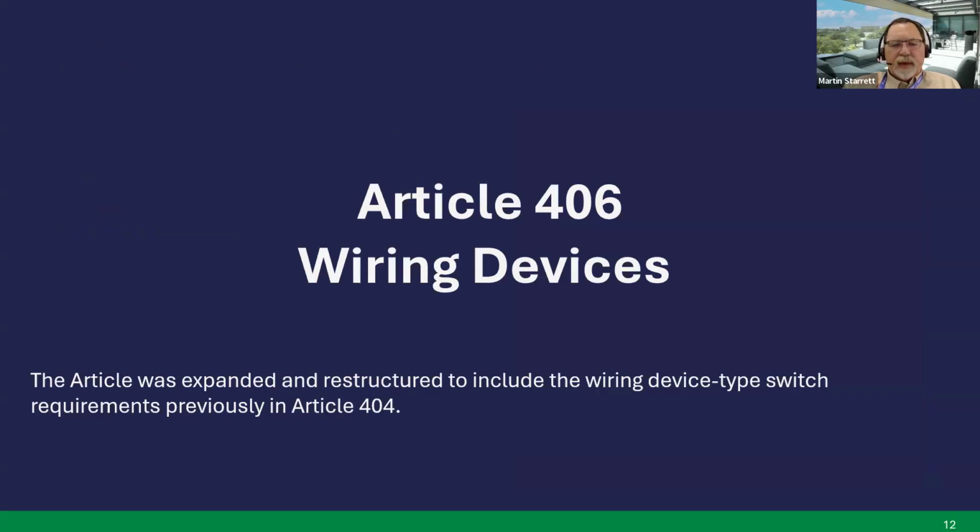Next slide. Article 406, wiring devices. Like I said, from Article 404, this article was expanded and it was also restructured to include wiring device type switch requirements that were previously in Article 404. So now those type switches will be found in Article 406.